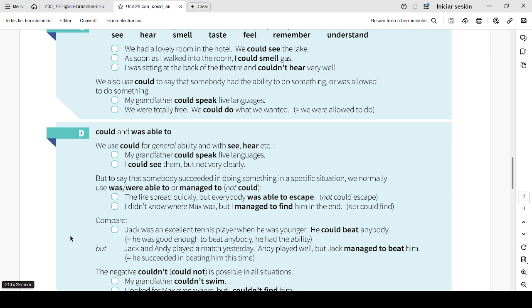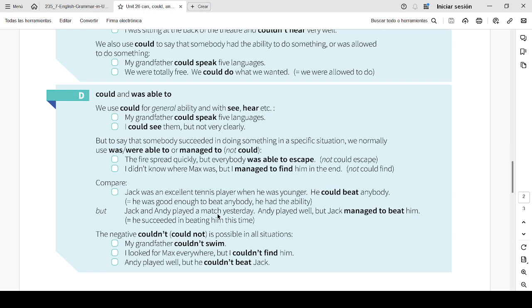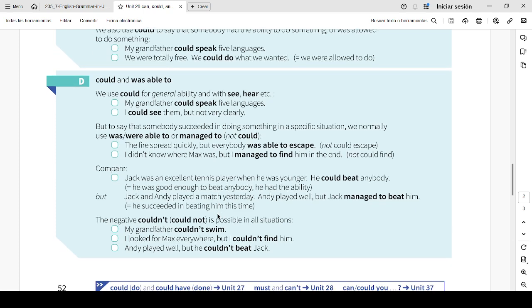He succeeds in beating him this time, right? That's the difference. We're talking about ability and we're talking about success, right? You are able to do something, right? You succeed in doing something in a specific situation. Okay? So the negative, couldn't or could not, is possible in all situations. That's a good one.